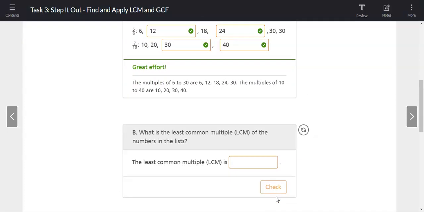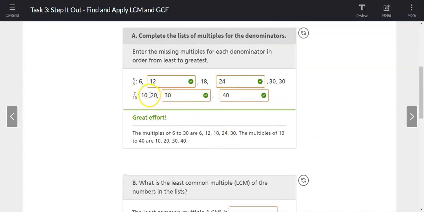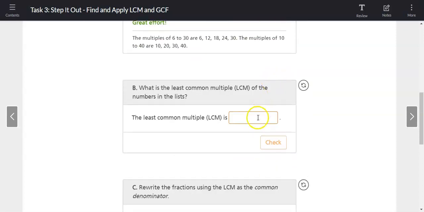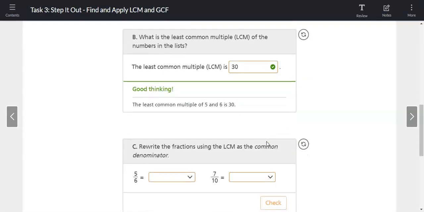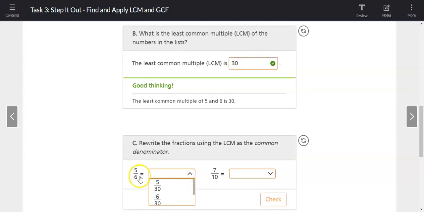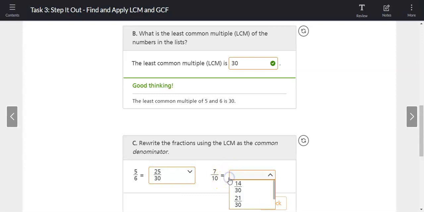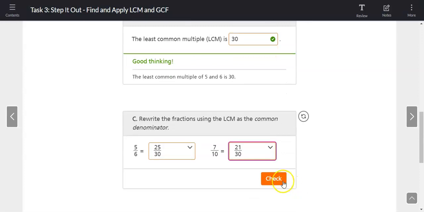What is the least common multiple of the numbers listed? So if we look, we have 30 here and 30 here. So the least common multiple, or LCM, is 30. So we're going to rewrite the fractions using the LCM. So we need to get 30 on bottom. So 6 to turn into 30 is 6 times 5. So we're going to do 5 times 5 is 25. To make 10 into 30, we're going to multiply by 3. So 7 times 3 is 21.